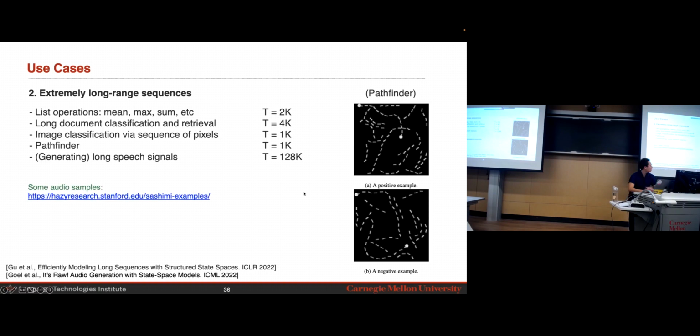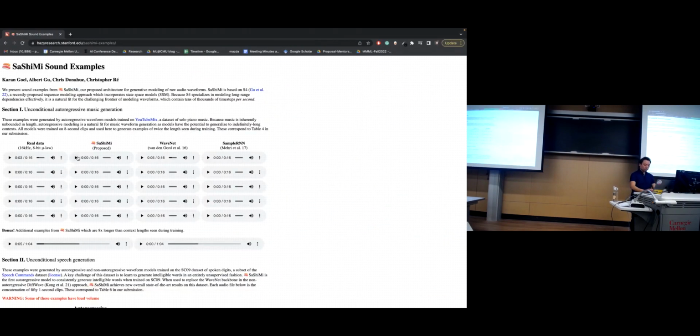And I also play some of these audio clips generated from these methods that generate very long audio sequences.